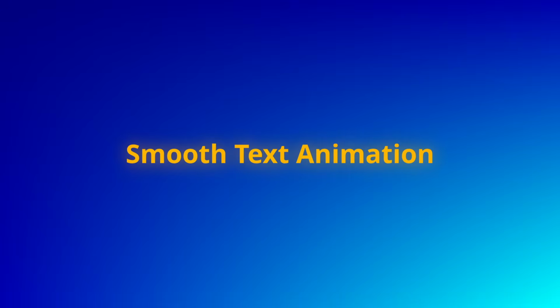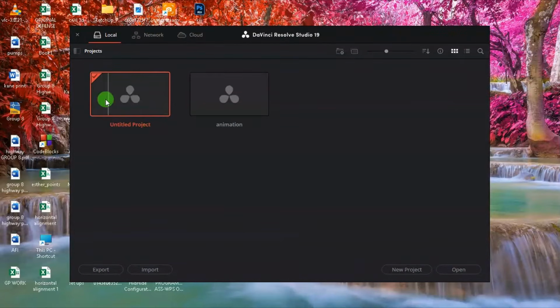This smooth text animation is going viral. Now let me show you how to do it in DaVinci Resolve. So the first thing you do is you open your DaVinci Resolve, you come to new project and you name your project. Let's name this project smooth animation.